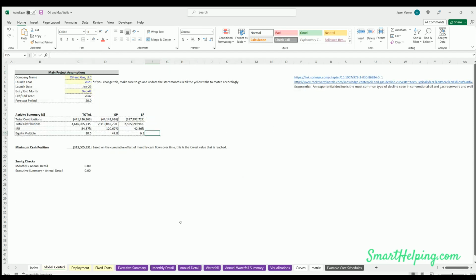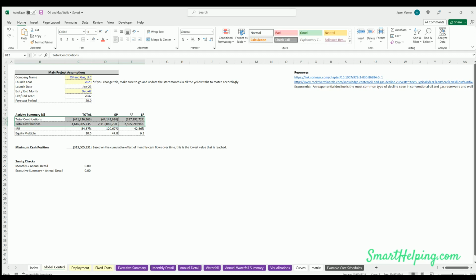Okay, so global control tab here, you're just defining some high-level stuff, the company name, the launch year, and the end month. The rest of the data on the global control tab is there's some resources here for oil and gas research, some paper, some data of where I got a lot of the information used to build the assumptions. You've also got total activity summary for total contributions, total distributions for the GP and LP.